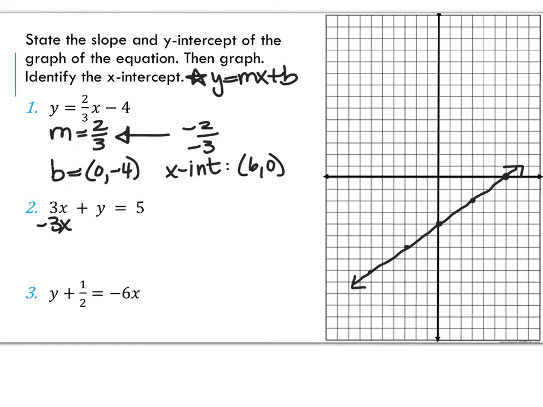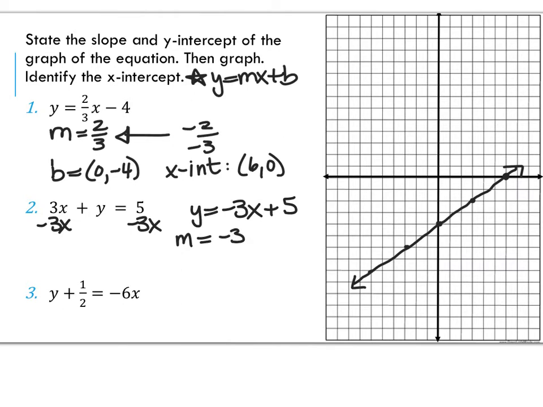We need to subtract that 3x. I like to always write it with my x terms first, but you don't have to. You just need to make sure that you remember that the slope is always the number in front of the x, whether or not you write it first. It's just the number in front of the x. My slope is that negative 3.